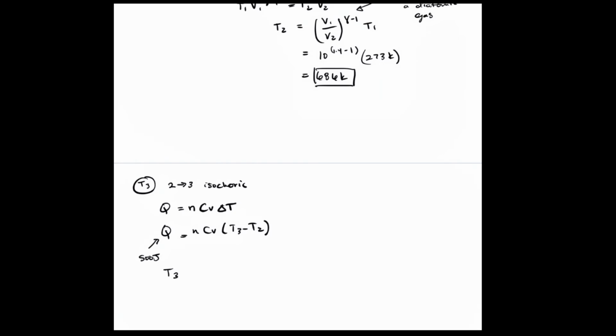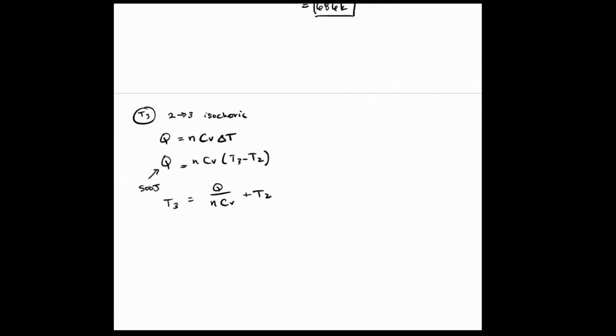And we're going to solve now for T3, which is going to look like this. So Q divided by nC_V plus T2, and that's just some fast, dirty algebra that we did. So we plug in our numbers, and that's going to look like 500 joules. You have the n for number of moles. You have this constant C_V, that's a constant volume process. And then we have temperature 2, which we just calculated in the previous step.